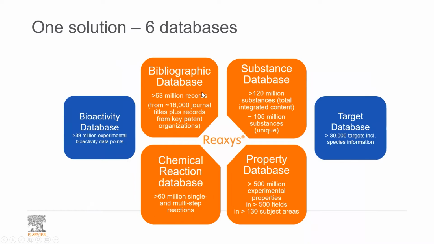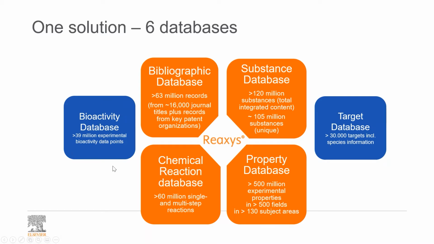What is in Reaxys at the moment? We have more than 60 million records of bibliographic data that was scanned, like journals and patents. Patents from more than 100 patent offices around the world are scanned and available. There is information about more than 100 million substances, more than 60 million chemical reactions, and more than 500 million properties of substances and different facts about the substances, about reactions, and other things that are also available.